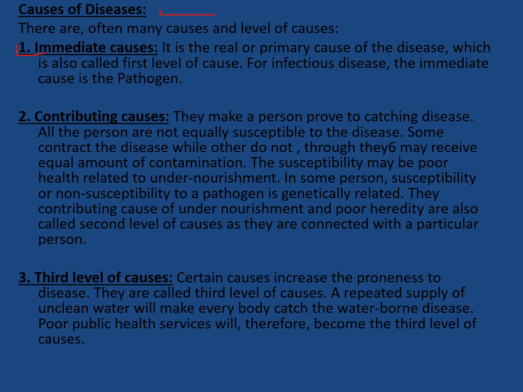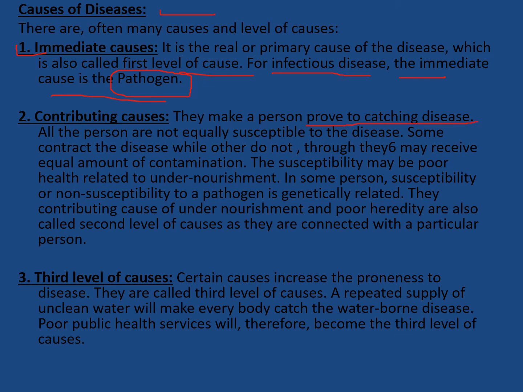Now look here, it is the real or primary cause of the disease, which is also called the first level cause, okay. For infectious disease, the immediate cause is pathogen. For infectious disease, these pathogens play a very important role. Next, there is the second level, that is known as the contributing causes. These contributing causes make a person prone to catching disease.